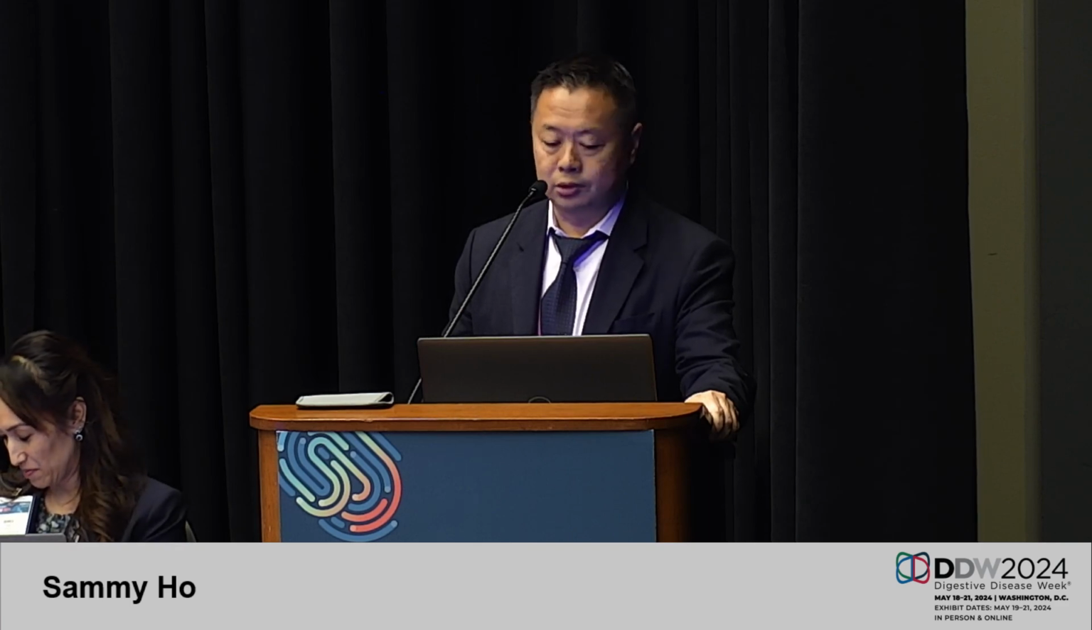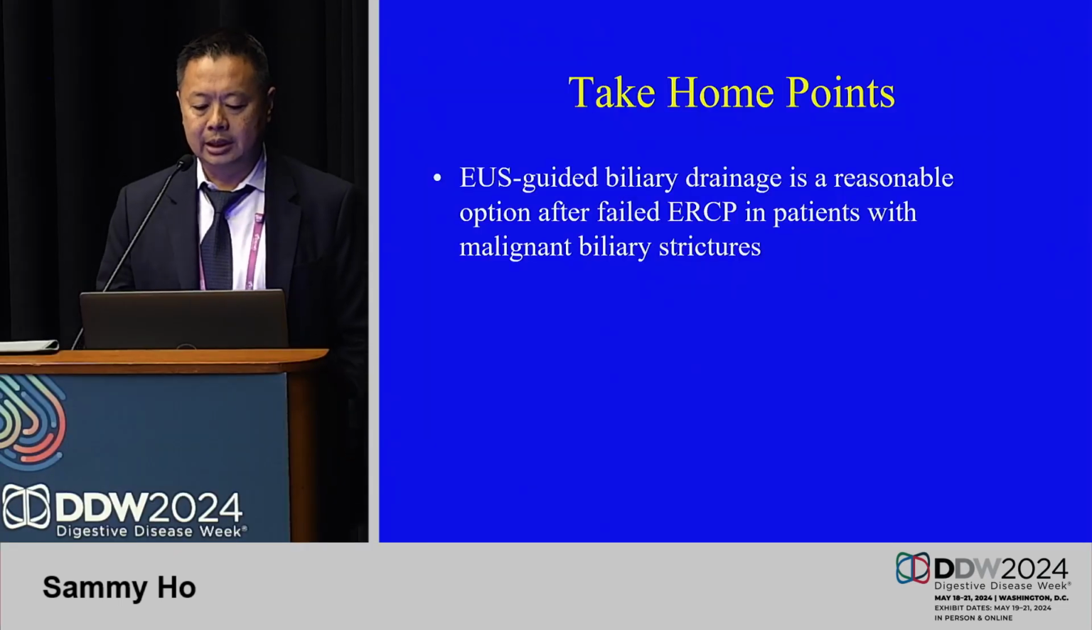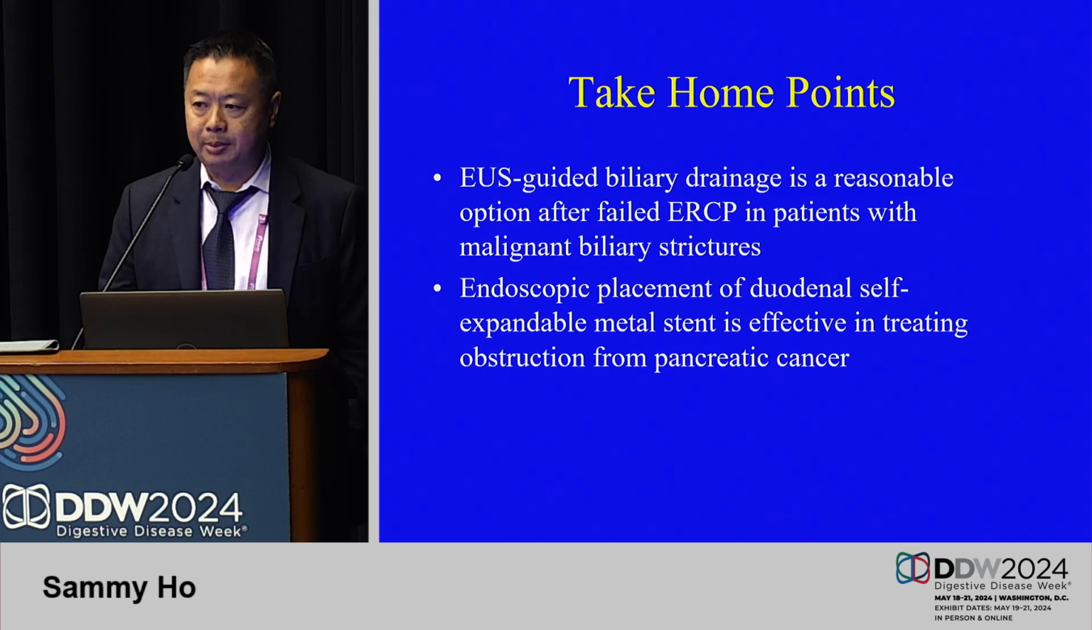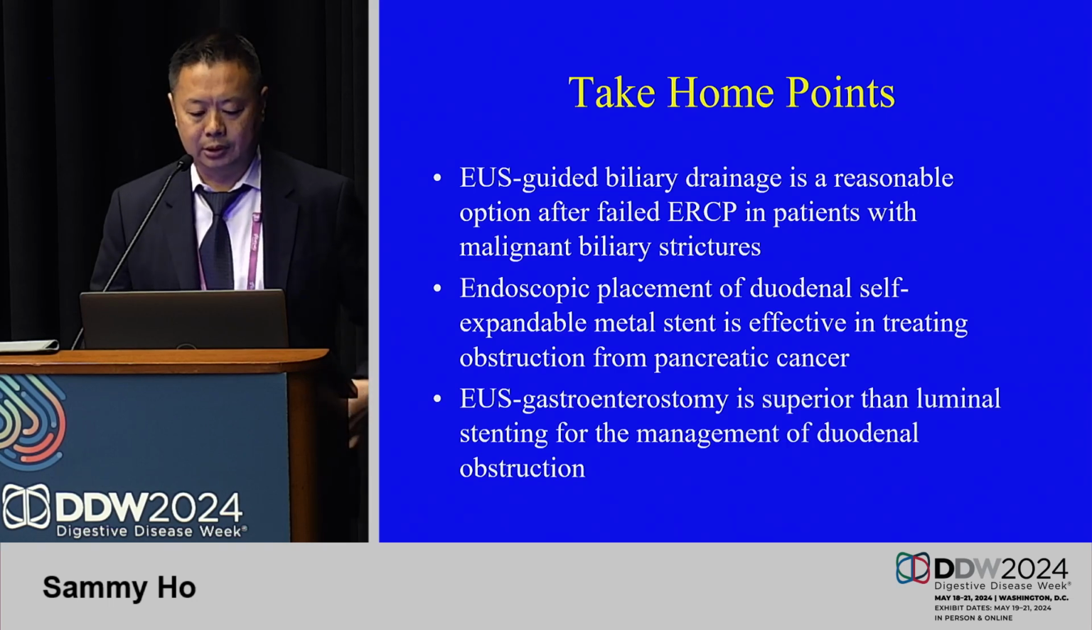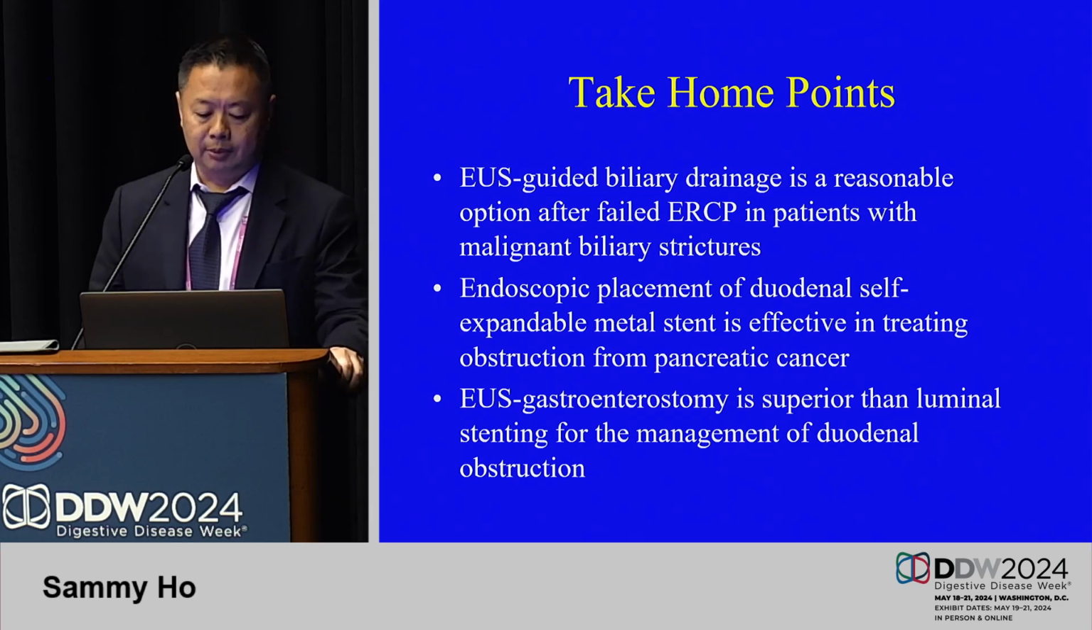The take-home points from my talk will be that metal stents instead of plastic stents should be placed in patients with biliary obstruction from pancreatic cancer. Uncovered metal stents provide a longer patency than covered metal stents. Biliary metal stents should be placed in patients with pancreatic cancer undergoing neoadjuvant therapy before potential surgical resection. EUS-guided biliary drainage is a reasonable option after failed ERCP in patients with malignant biliary strictures. Endoscopic placement of duodenal self-expandable metal stents is effective in treating obstruction from pancreatic cancer. And finally, EUS-guided gastroenterostomy is superior to luminal stenting for the management of duodenal obstruction from pancreatic cancer.